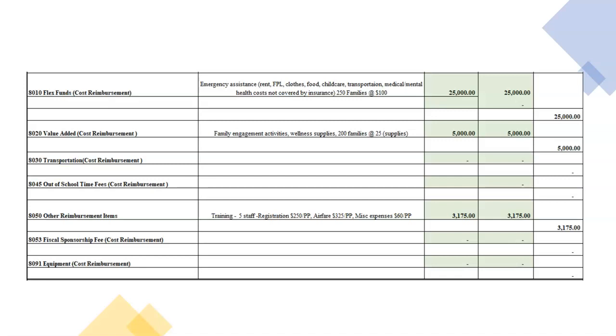In our sample budget that we're reviewing, we're only utilizing expense lines 8010, 8020, and 8050. Please refer to your provider budget guidelines for additional details behind the additional expense line items.